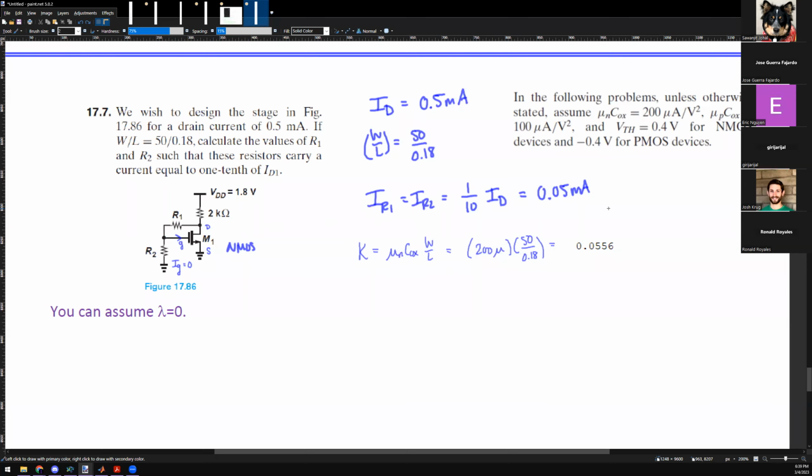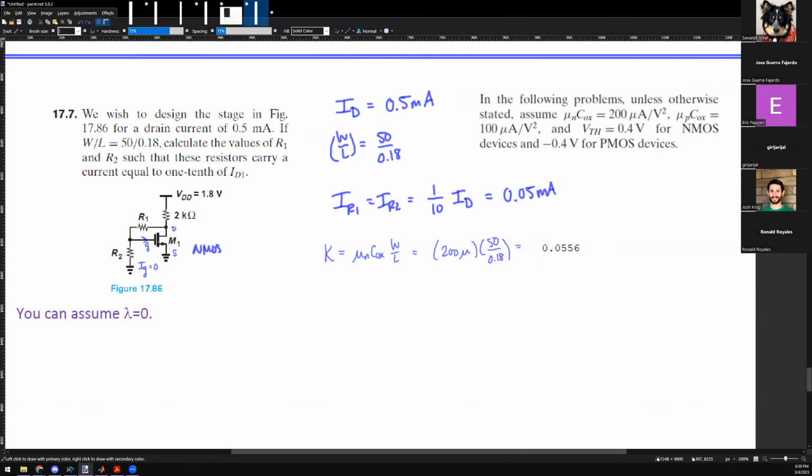So in other words, if I know the current through these guys, I know that VD, the voltage on the drain, is the voltage across both resistors. So I know that VD is equal to the current through them times R1 plus R2. Do you guys agree? This voltage times the current through it is equal to the resistors added up. All right. So we have now an expression for VD.